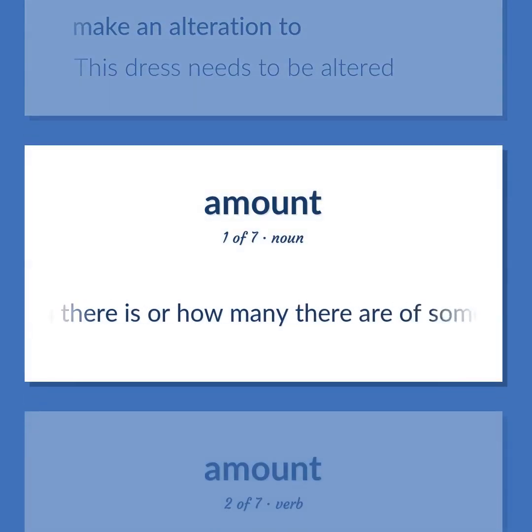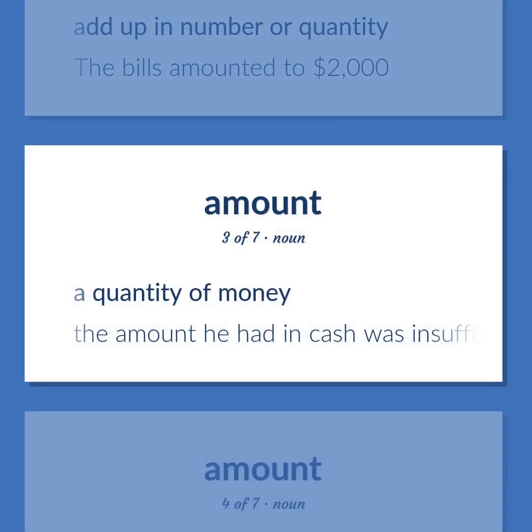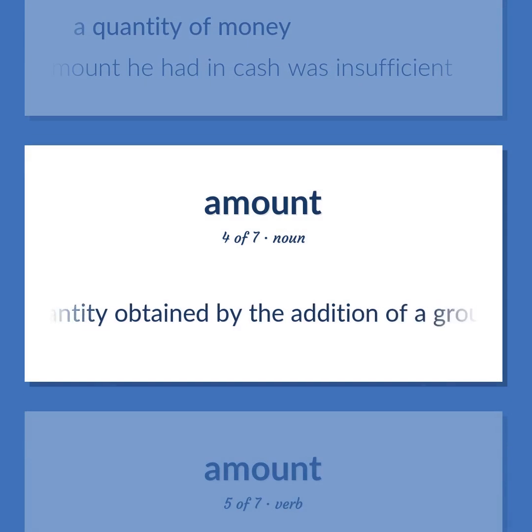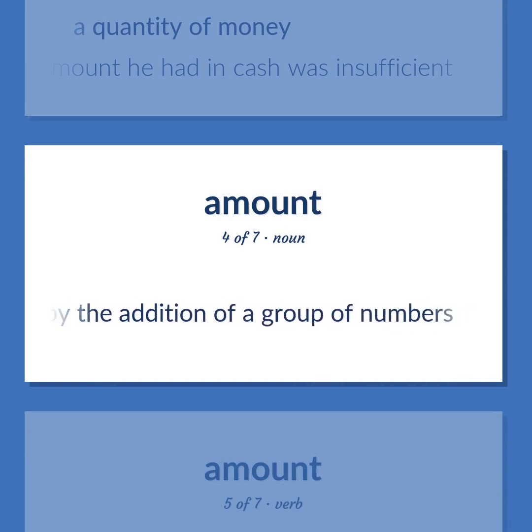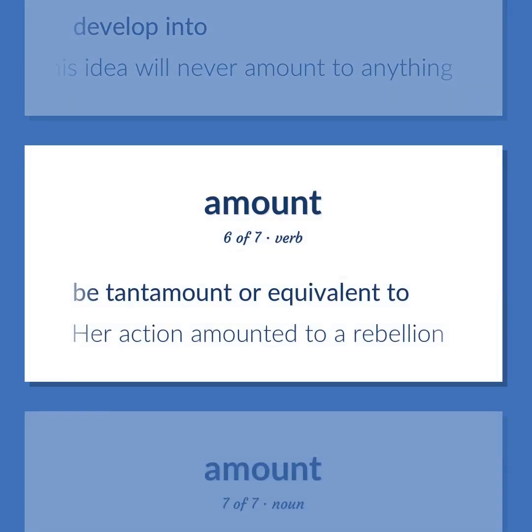How much there is or how many there are of something that you can quantify. Add up in number or quantity. The bills amounted to $2,000. A quantity of money. The amount he had in cash was insufficient. A quantity obtained by the addition of a group of numbers. Develop into. This idea will never amount to anything. Be tantamount or equivalent to. Her action amounted to a rebellion.